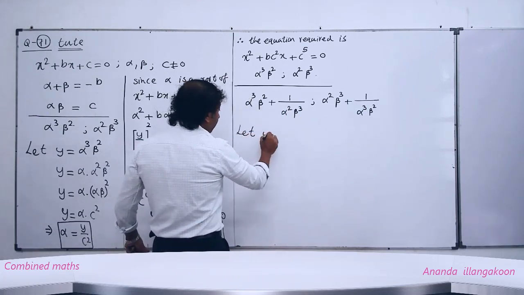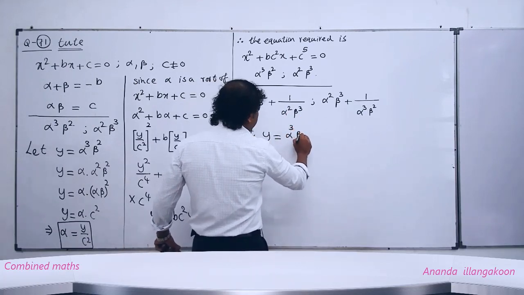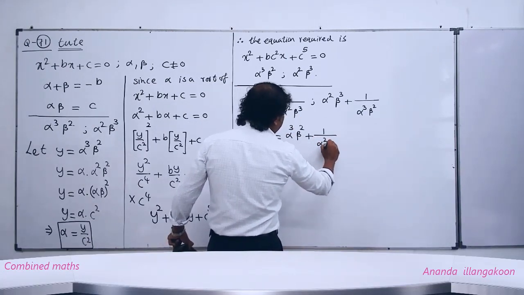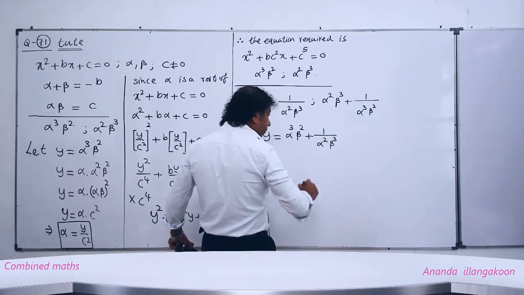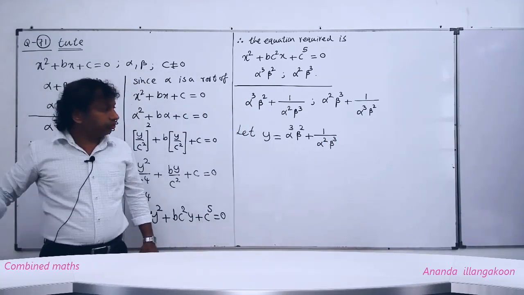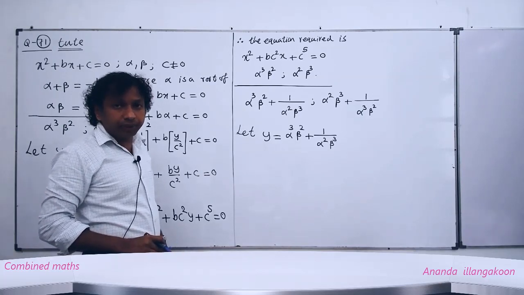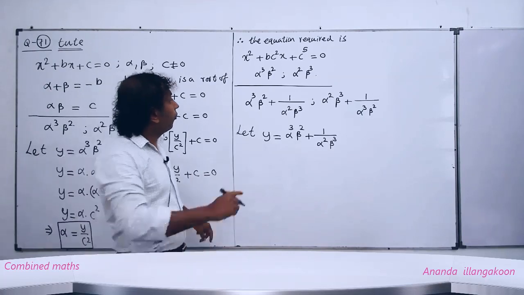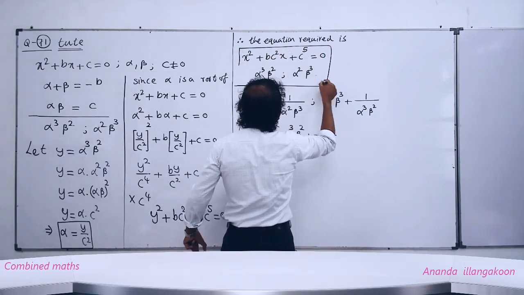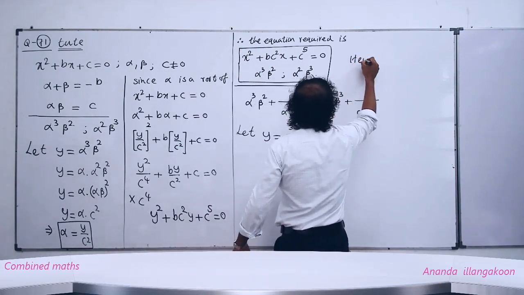Let y equal alpha cube beta squared plus 1 upon alpha squared beta cube. We take it like this. Okay, then we have the subject. Now we have to use this result. Hence means that, as we are given in the question, you can see there is the word hence.